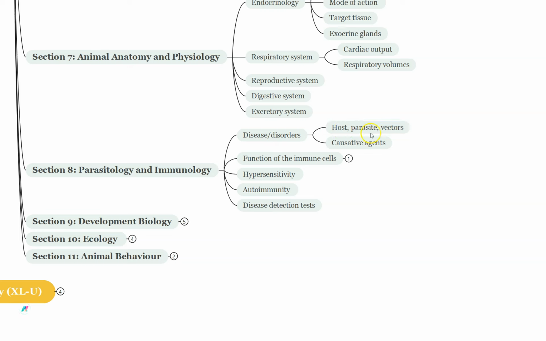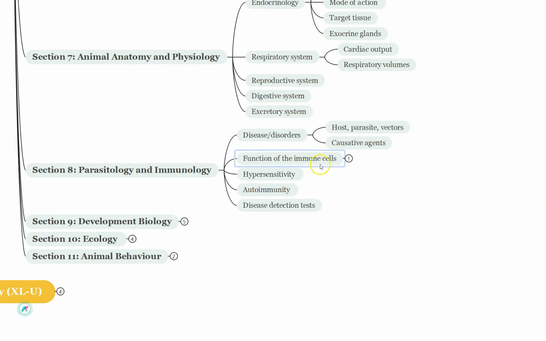Example, what is the host, parasite, vectors like sleeping sickness, Trypanosoma brucei. What is the host vector, primary tissue, or what is the organ of residence, everything. And household insect vectors and the associated disease like sandfly, kissing bug, etc. Then also yes, the different causative agents of disease and disorders.